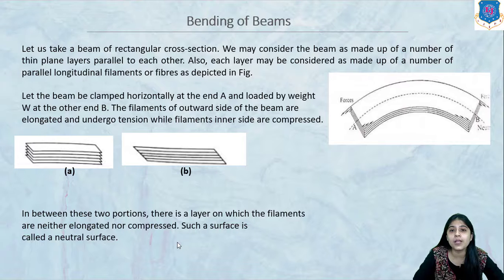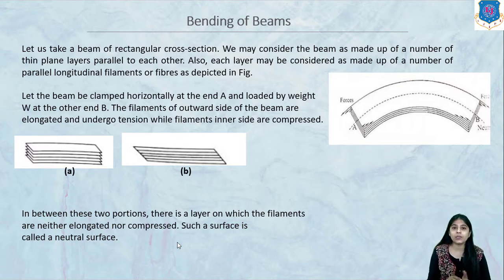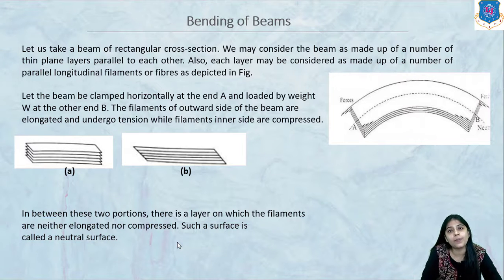Also, each layer may be considered as made up of a number of parallel longitudinal filaments or fibers, as depicted in figure B. In figure B, each layer is again made up of a number of filaments. So we are considering a uniform beam of rectangular cross section made up of thin layers, and these layers are made up of filaments or fibers. Figures A and B show how the layers and filaments are arranged.